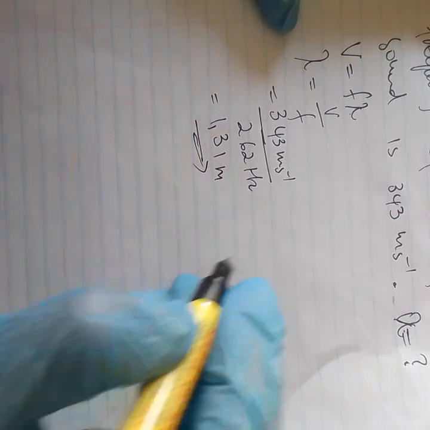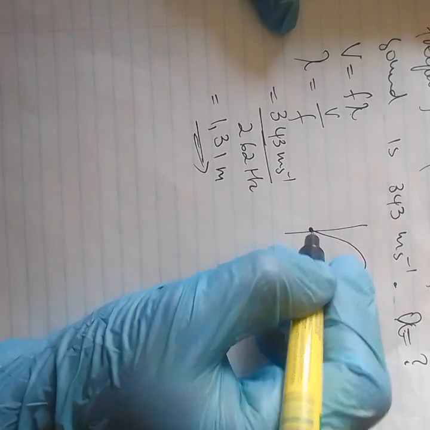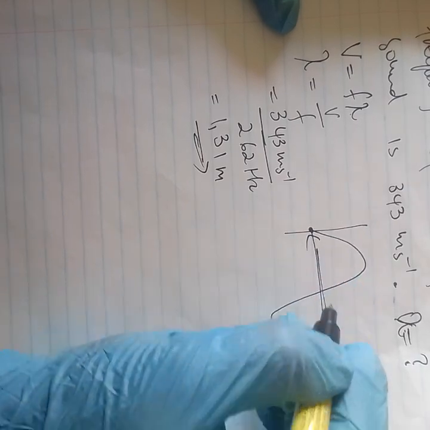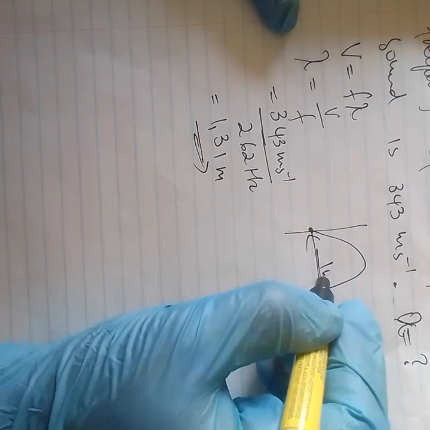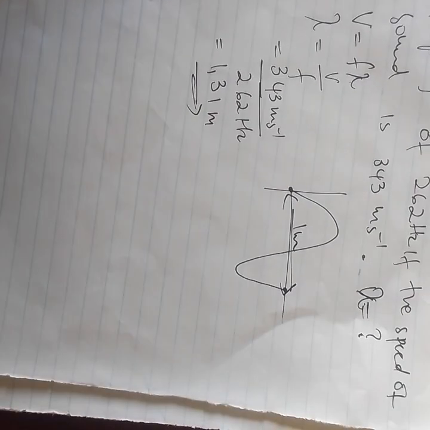What does this say? It tells us that from the starting point to the end point, the distance is about 1 meter. Or from one crest to another crest, the distance is about 1 meter. And the last thing we need to know is the differences between a transverse wave and a longitudinal wave. What are those differences?